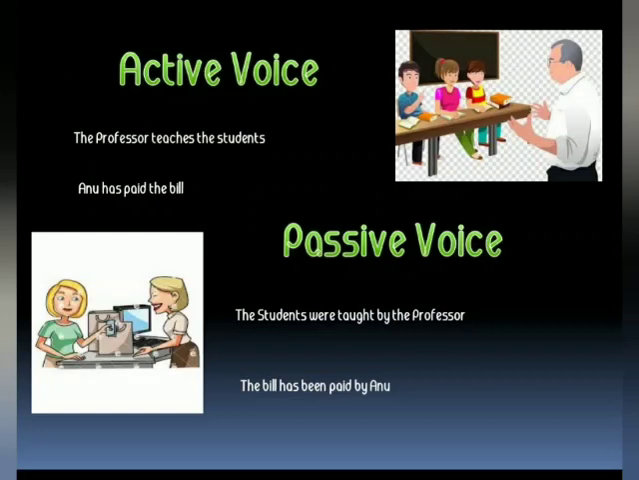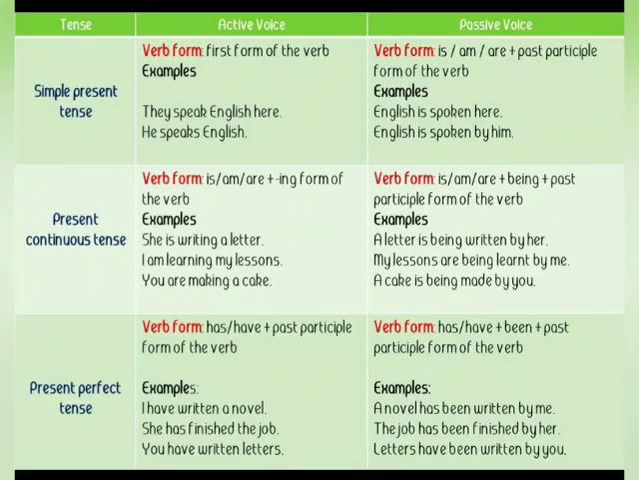Active voice. The professor teaches the students. In passive voice, the students were taught by the professor. Active voice. Anu has paid the bill. In passive voice, the bill has been paid by Anu. In simple present tense. Active voice. They speak English here. In passive voice, English is spoken here. He speaks English. English is spoken by him.